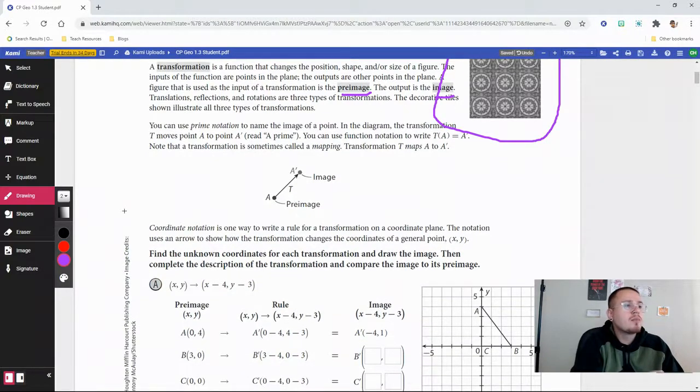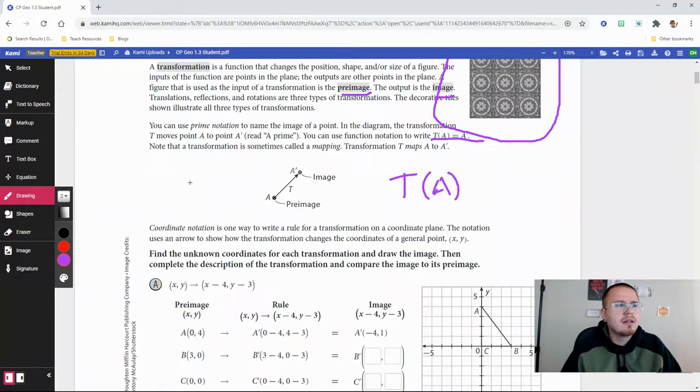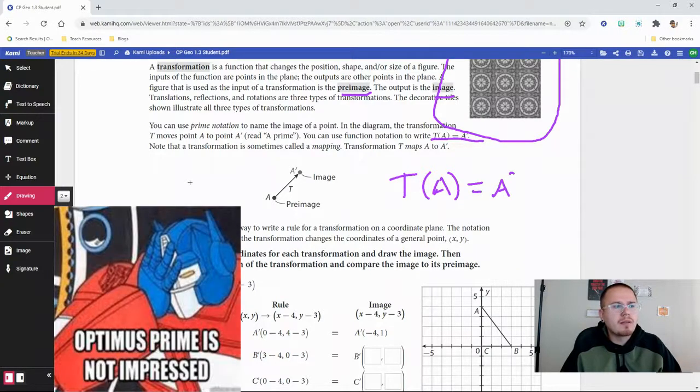So we can use prime notation. No Optimus Prime around here. Got my boy Bumblebee. The transformation T moves point A to A prime. That just shows you that we're going from here to there, input to output. And if you use the function notation, which we might be a little more familiar with, so you'd have something like, the input is A, and you get out A prime. The T is the transformation.